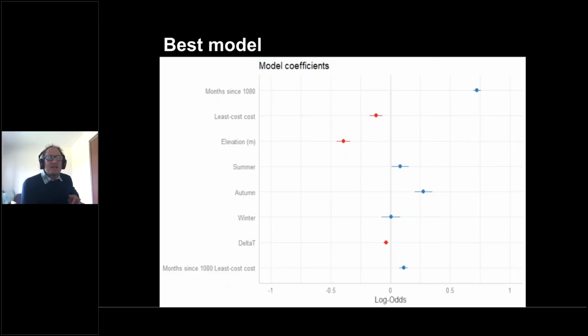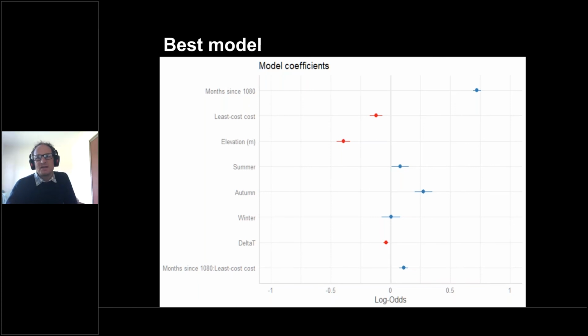So to illustrate the model, I created this plot. Down the y-axis, we've got all the parameters included in the model, and the points and whiskers are the model coefficients and confidence intervals. So you can see that months since treatment had a strong positive effect on mean tracking rates. Least cost had a negative effect. Elevation was associated with reduced tracking. Summer and autumn were positive.